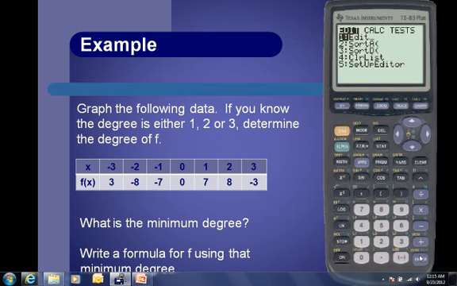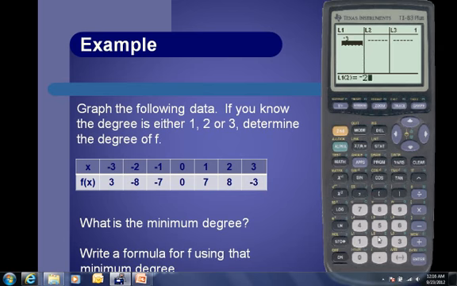So we're going to go into Stat, Edit. Our x values are going to be -3, -2, -1, 0, 1, 2, and 3. Then arrow over. Our y values, or our f of x values, are going into L2. So we've got 3, -8, -7, 0, 7, 8, and -3.